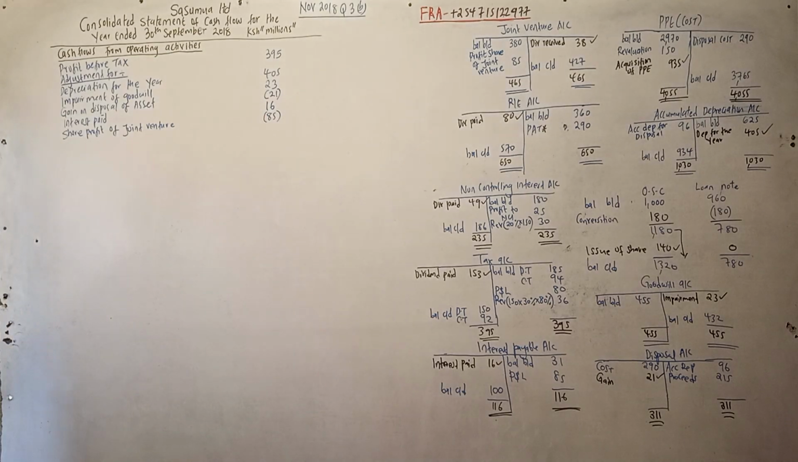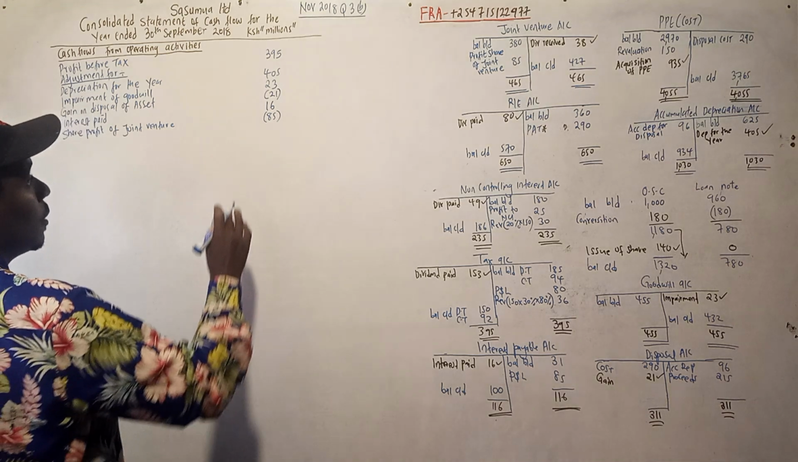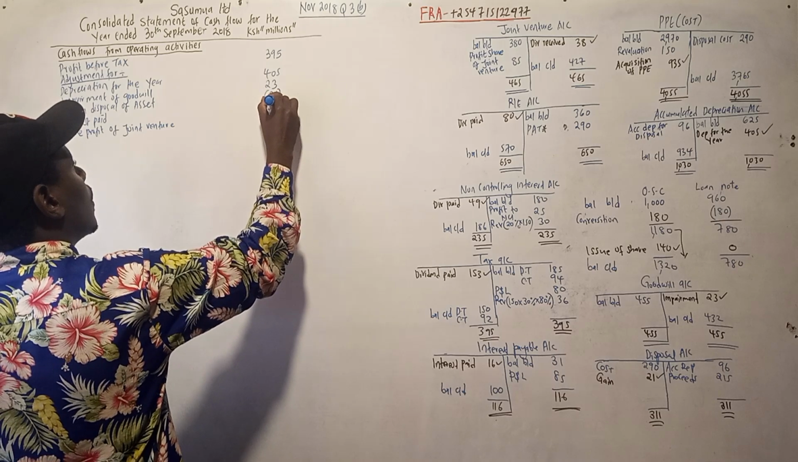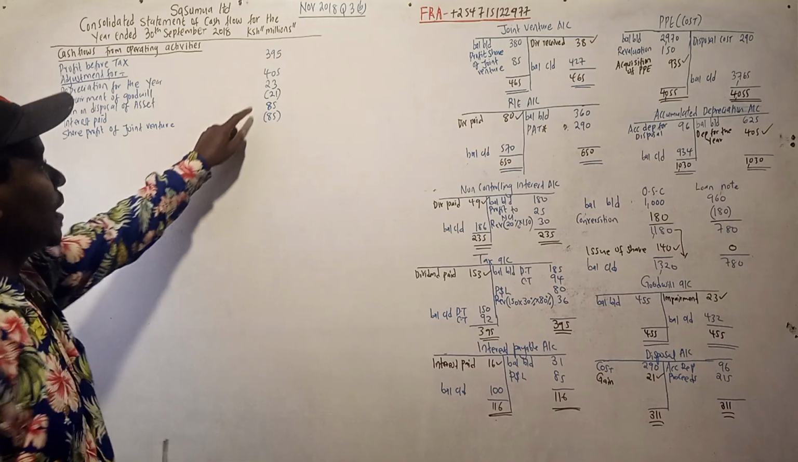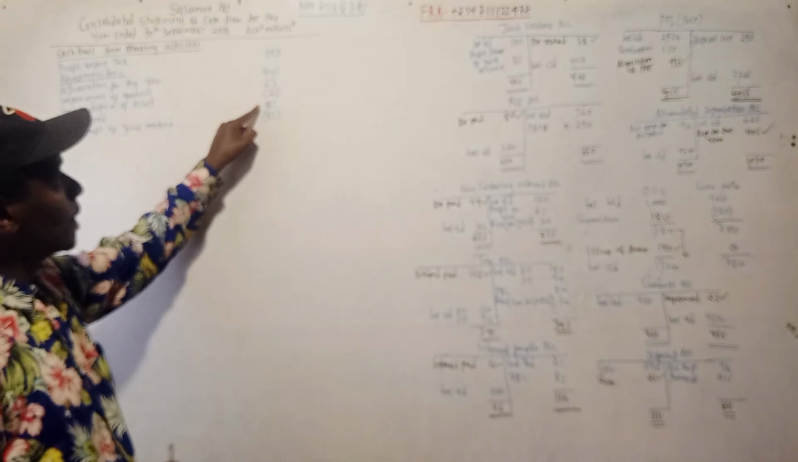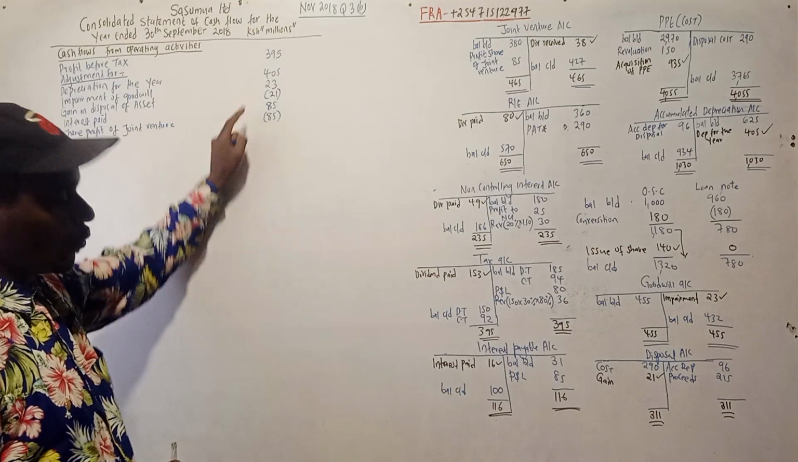So it was added. Now we need to deduct. Actually, this one is supposed to be 85. What was added is what we deduct. So this one, what was added. So what was deducted for this interest paid.